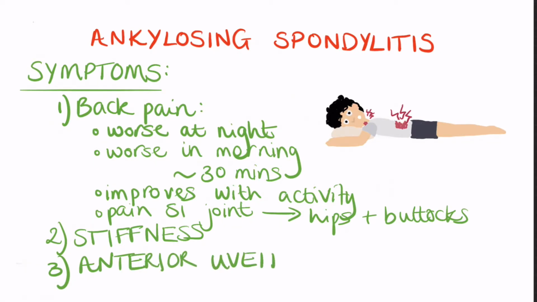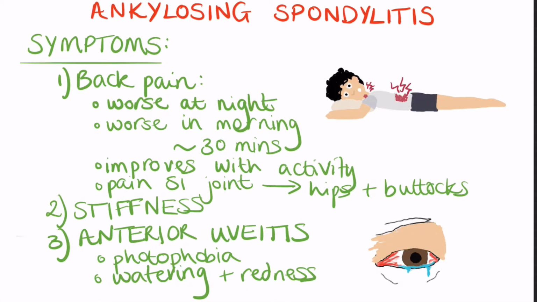AS and other HLA-B27 associated conditions are associated with anterior uveitis. It occurs in 20 to 30% of patients with AS. This eye condition may present with photophobia and watering and redness of the eye. This can be severe and may require emergency treatment to prevent visual loss.